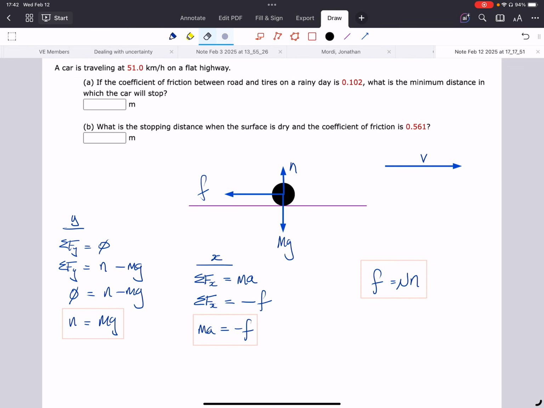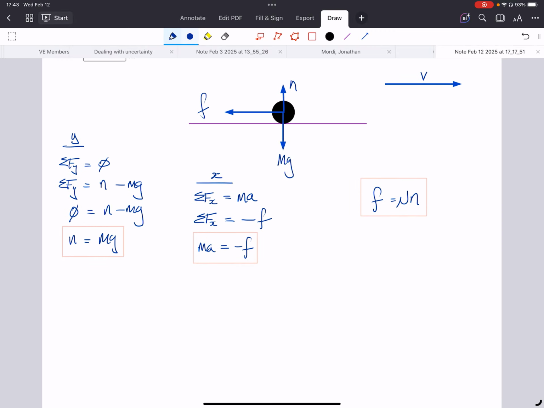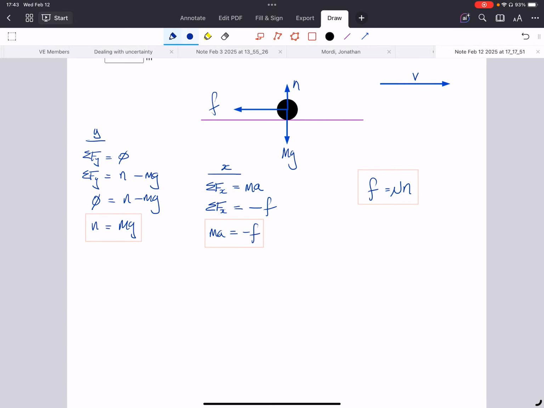What is the problem asking me to do? It says, if the coefficient is a certain value, given up here, then what is the minimum distance in which the car will stop? So we're looking for a delta x value, and the question has also given us some information about the speed of the car, so that's a velocity. Now, delta x, displacement, and velocity, those are motion related, and everything we've done so far is forces related. So we've got to somehow bridge those two worlds, the world of forces and the world of motion.